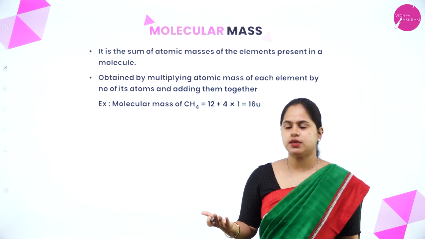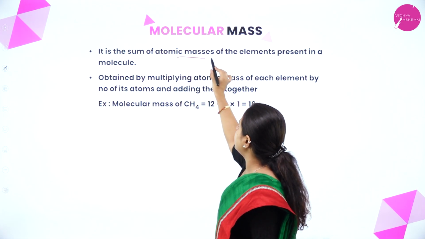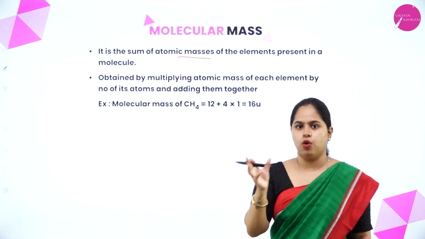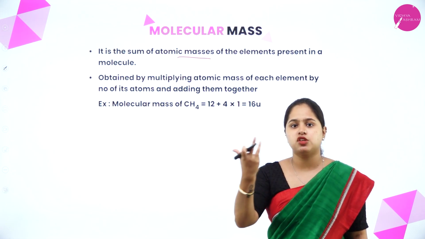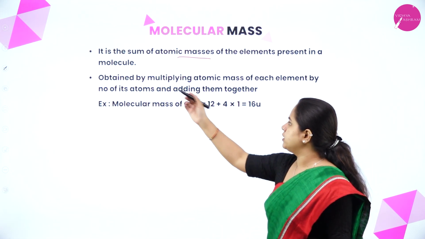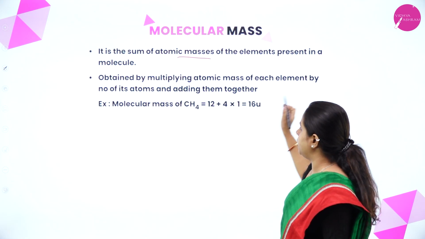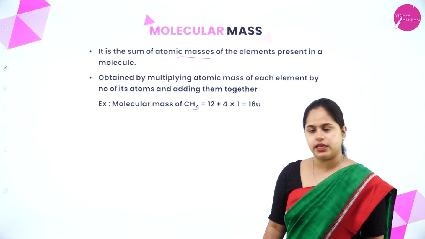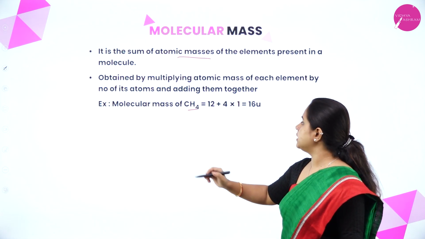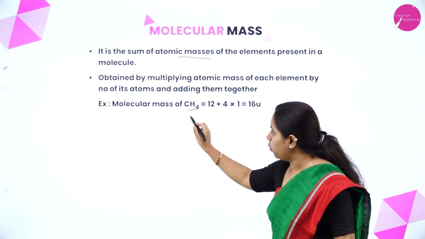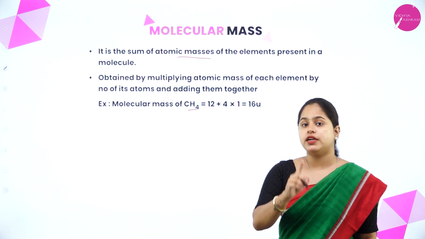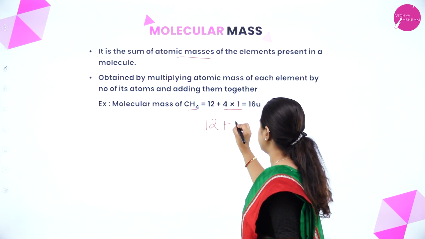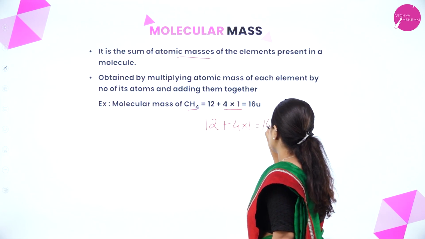Molecular mass. It is a very simple concept. It is the sum of atomic masses of the elements present in a molecule. You add the atomic mass of each atom present in a molecule. It is obtained by multiplying the atomic mass of each element by the number of its atoms and adding them together. You can see the example of methane here, CH4. The atomic mass of carbon is 12 and there are 4 atoms of hydrogen, each with atomic mass 1, that is 4 into 1, which will give you 16 u.